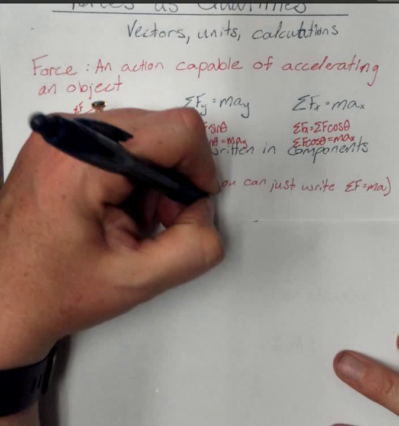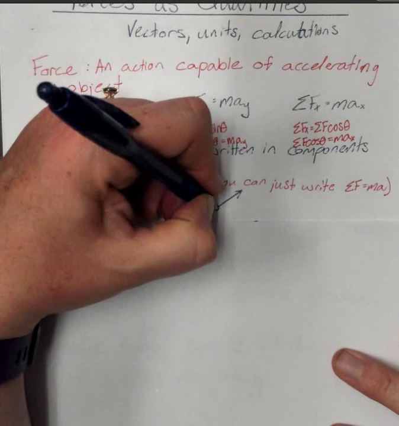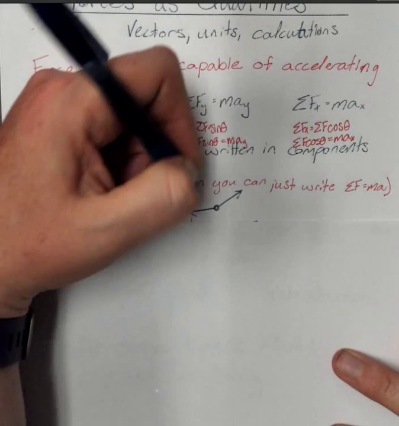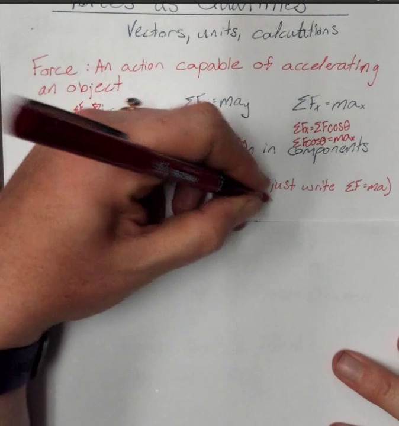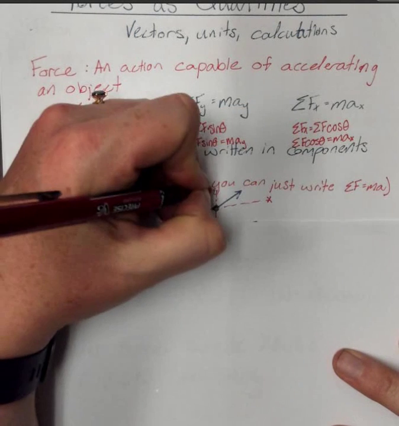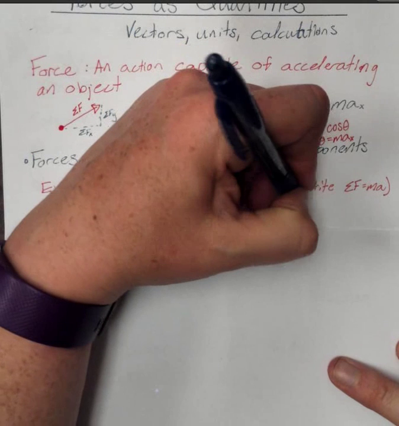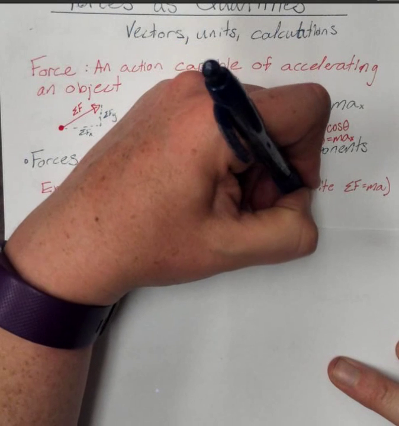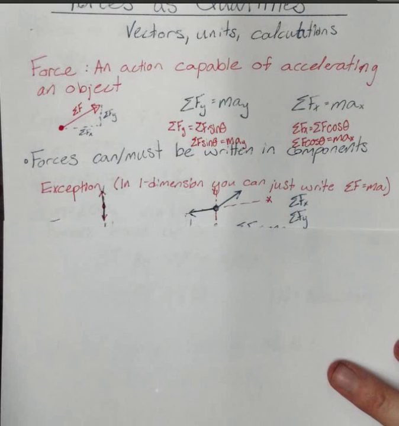And so if you've got one dimension, motion along only one line, you don't have to write components. However, if you have motion that is occurring in more than one dimension, you must set your axes and you must break your forces into x and y components. It is so important that you do this.